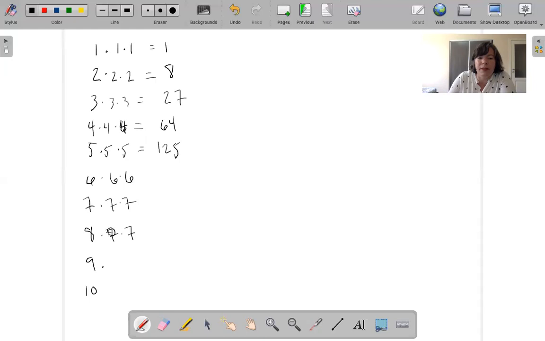Oh, what am I doing? That's supposed to be 8. 10 times 10, but we can do 10 times 10 times 10. 10 times 10 is what? 100. And 100 times 10 is 1,000. So really, you've got 4 that you need to work on memorizing.